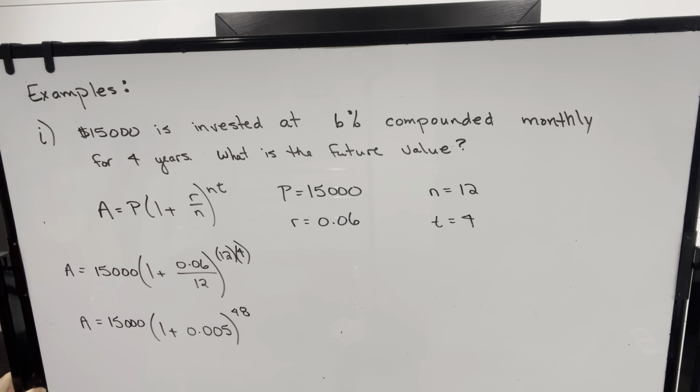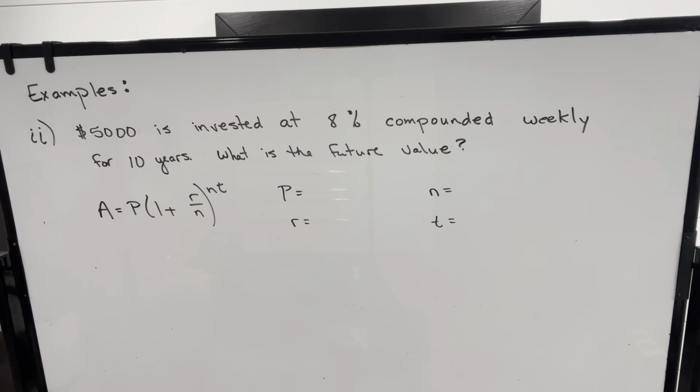If your calculator is following order of operations, you can simply type it in as you see it. 15,000 times bracket 1 plus 0.005, or the fraction, whatever the case is, end of bracket. Then use your y to the x key, raise it to the power of 48, and then press equals. It will do what's in the brackets first, then it will do exponents, and then it will do multiplication. And your answer should be $19,057.34.